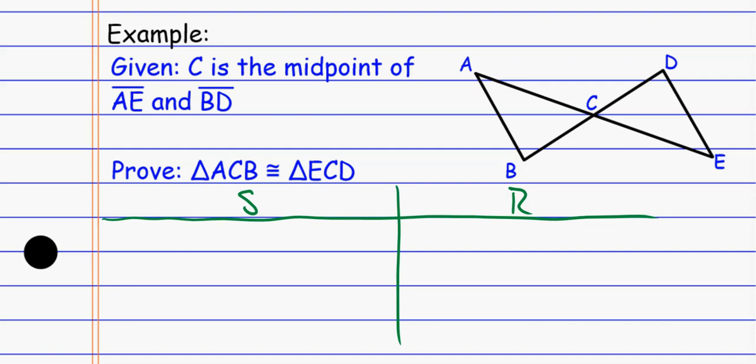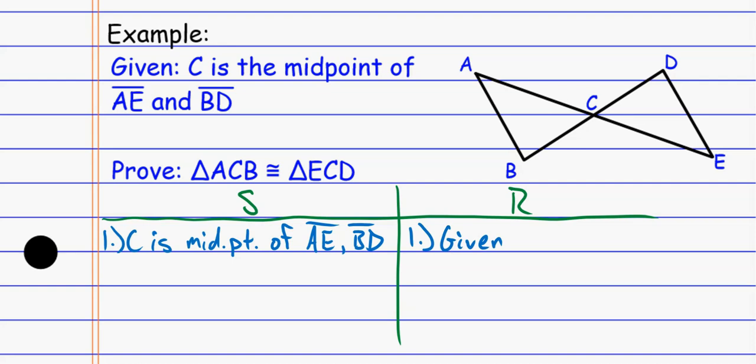So I start with what I know. And what I know is that C is the midpoint of AE and BD. I'm going to abbreviate that. Okay? And that's given. So now let's think about what that means.